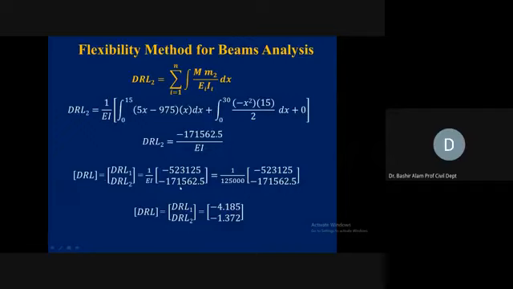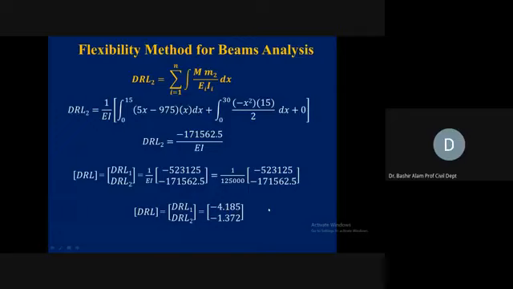Now DRL1, DRL2, EI we take common. 1 over EI it is becoming. And these are the values. Now we have the value of EI. So we put this 125,000. So when these numbers are divided by 125,000, DRL1 and DRL2 are minus 4.185 and minus 1.372 feet. These are the DRL1 and DRL2 values.